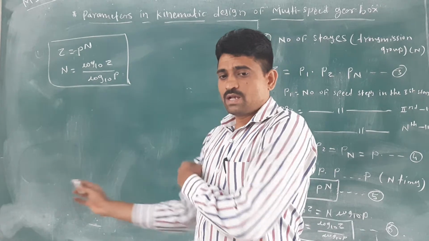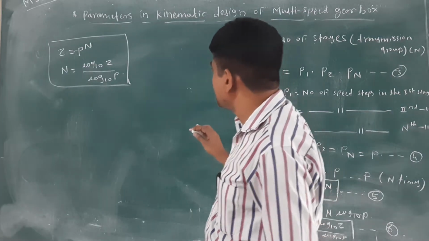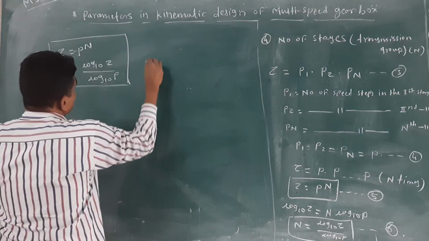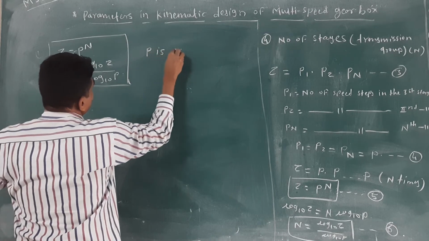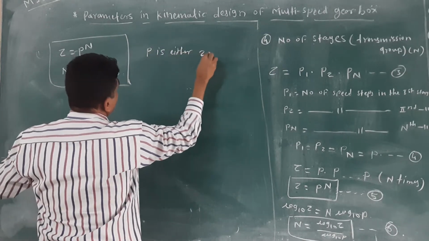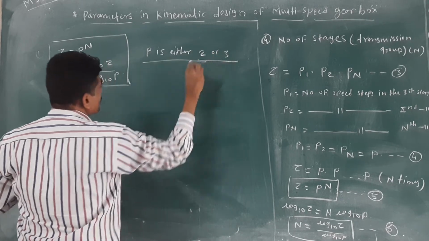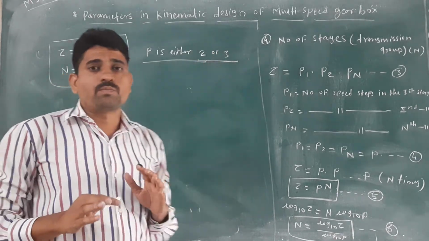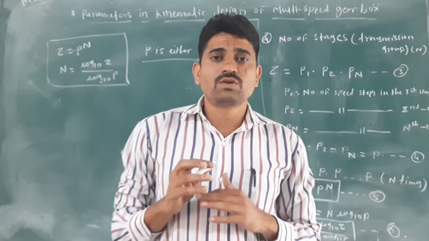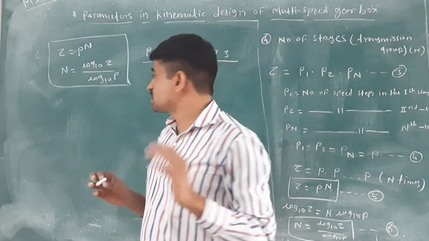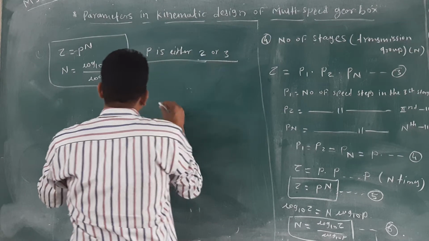Check that the value of P is either 2 or 3 in the transmission group. This P value is either 2 or 3. When you are solving the numericals, we have seen the generalized formula. Z is equal to what?